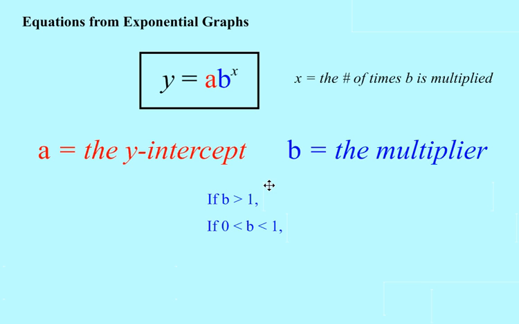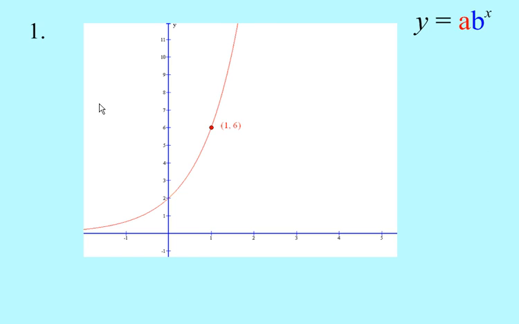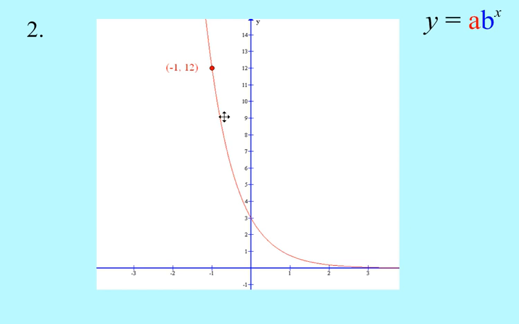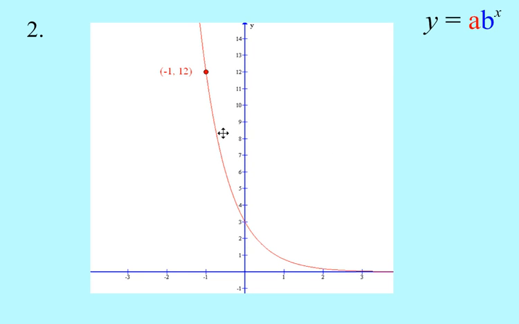Okay, let's go back to the multiplier. If the multiplier is bigger than 1, so if b is 1.5 or 2 or 3 or something, then you're going to have exponential growth. It's going to get bigger. It's going to look like this equation right here. If b is a fraction between 0 and 1, then it's going to be decay. So it'll look like this graph right here.